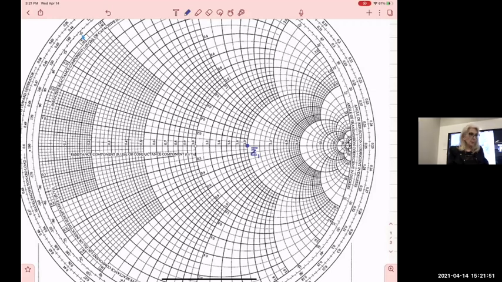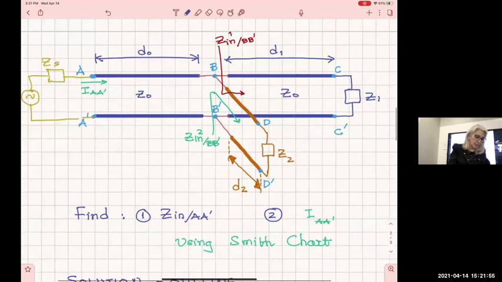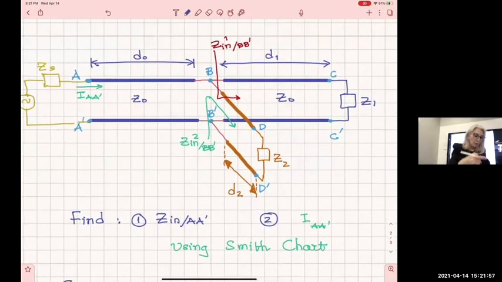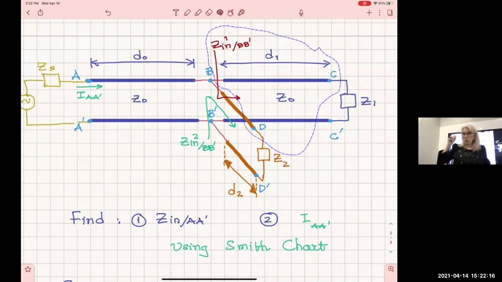Then I want to move on from here and find the input impedance of this section of the line, where it has a load of Z1. That's what we did last time. So I'm going to move along this line that I'm outlining here, and I have to move on its circle. Remember, we said every line has its own circle. We need to find this circle.